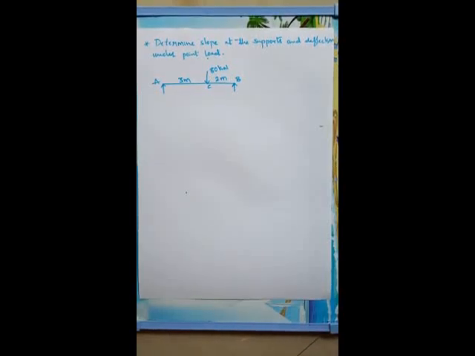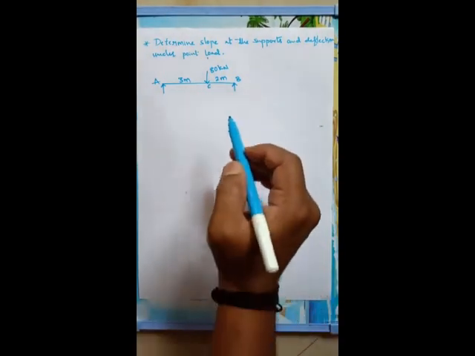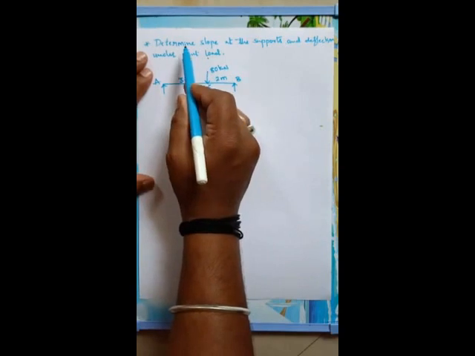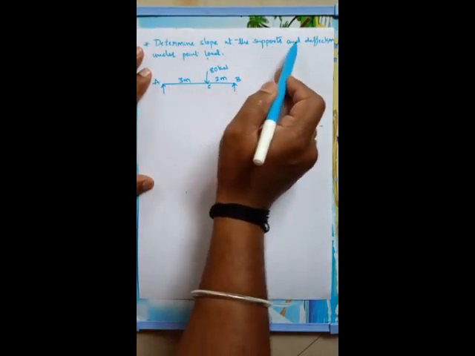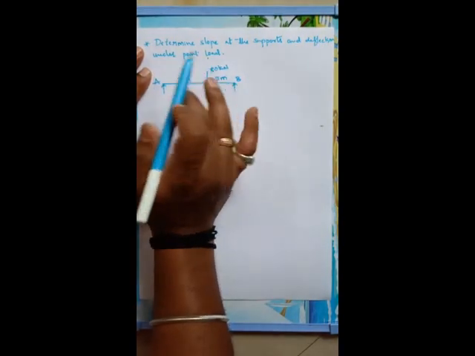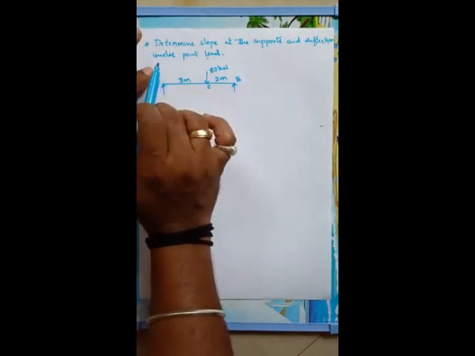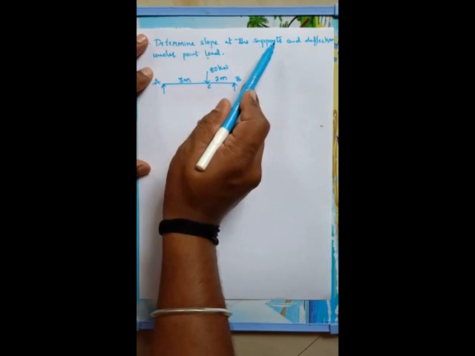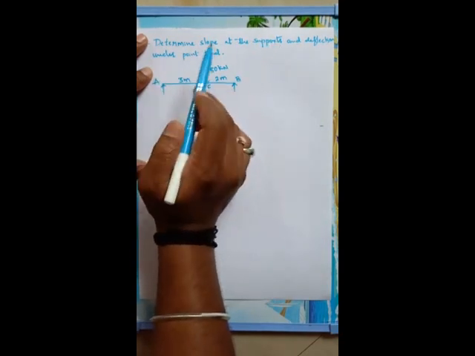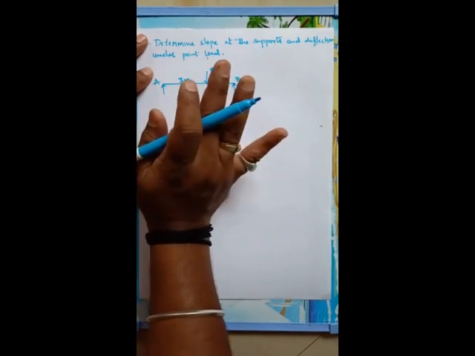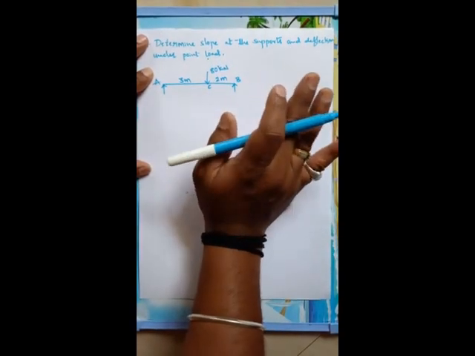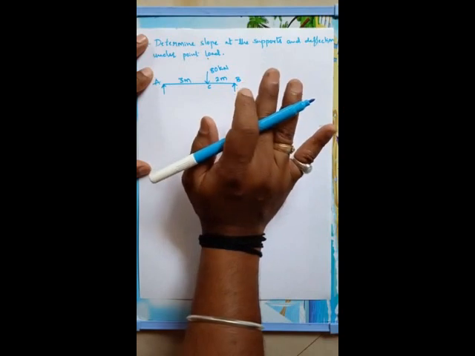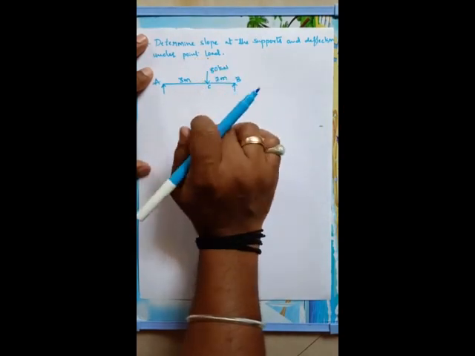So let us solve one more important problem today. So let us go through the problem. The problem statement is: determine slope at the supports and deflection under point load. Okay, what they are saying: slope at the supports and deflection under point load. They have not asked maximum slope and maximum deflection. They are asking us slope at the supports and deflection under point load.